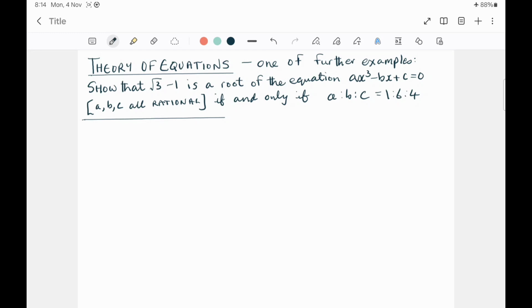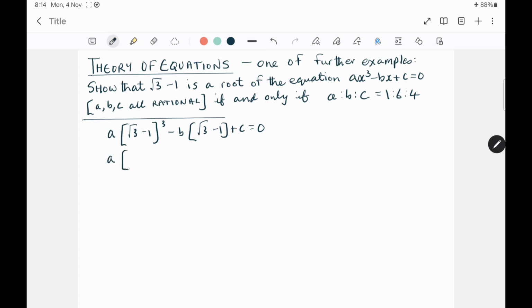So, we begin by substituting square root of 3 minus 1 for x in the equation, and this is what we get. a times (square root of 3 minus 1) cubed minus b times (square root of 3 minus 1) plus c equals 0. That's the obvious way to begin it. And then we expand, and what do we get?